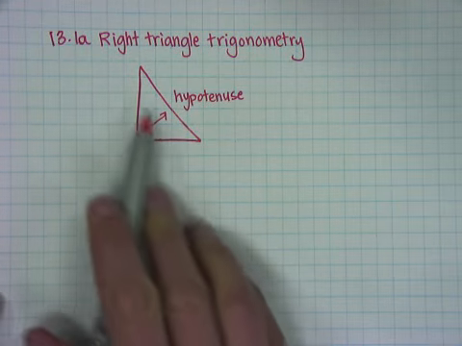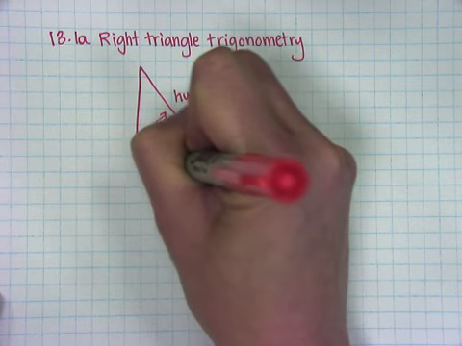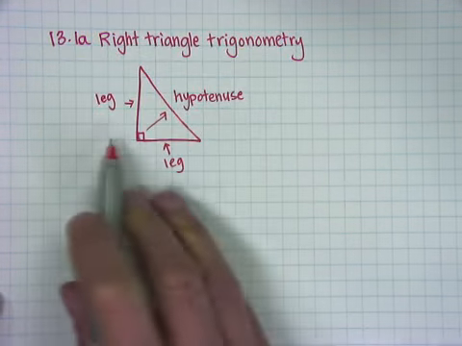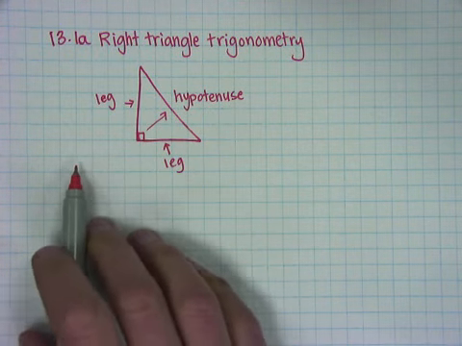And then from there, we've got two legs. Each one of these guys is called a leg. The things that are attached to the right angle. Okay. And recall that we know some other things about right triangles that could help us.